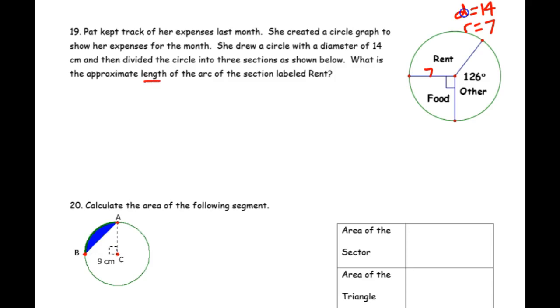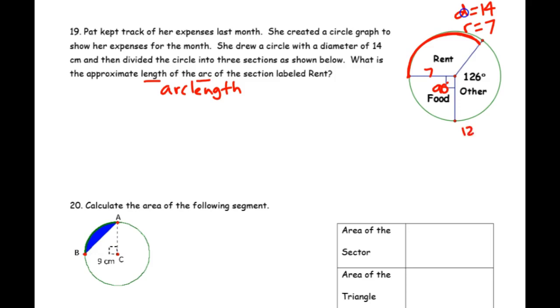Now, length of arc, right? Just another way to say arc length. And it's for the section for rent, right over here, this arc length. So we need to figure out this central angle. So we know food is 90 degrees, because that's a right angle. Other is 126. And we need to find rent. So we know altogether they make a whole circle of 360. So let's add up the two we know and take it away from 360.